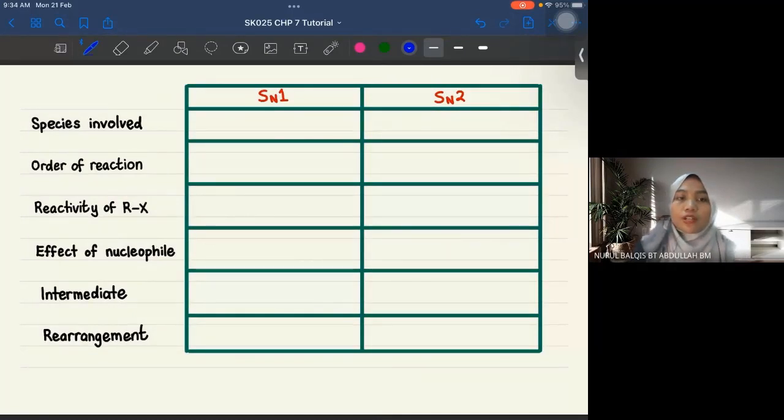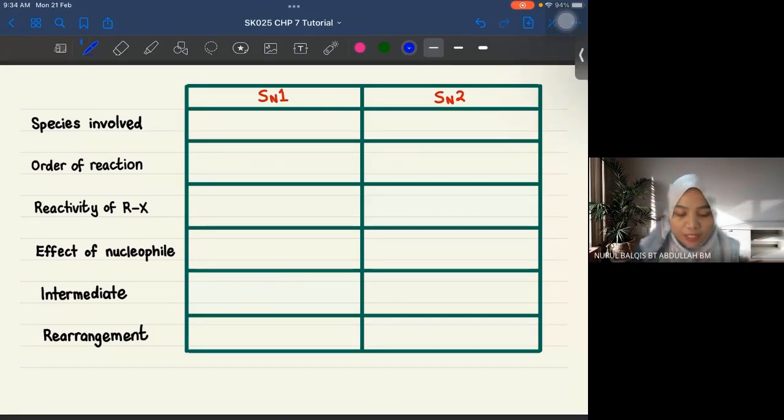Okay, next one, the question wants you to explain SN1 and SN2 mechanism in terms of, so kita ada species involved, order of reactions, and then we have reactivity of the haloalkane itself. Maksudnya kita nak tahu from methyl to tertiary ke, dia akan favor siapa lah. Okay, lepas tu effect of nucleophile, kita nak tengok apa yang akan terjadi pada the nucleophile tu. And then kita tengok intermediate species apa yang kita form. Masa kita dah buat mekanisme, kita dapat yang pertengahan tu untuk dia proceed to the last step. Kita dapat apa? And then if the rearrangement is possible or not.